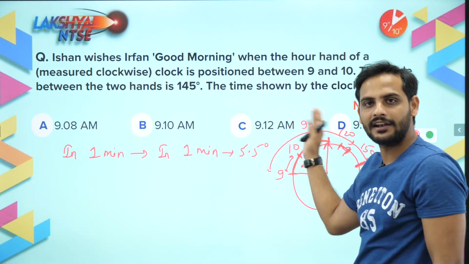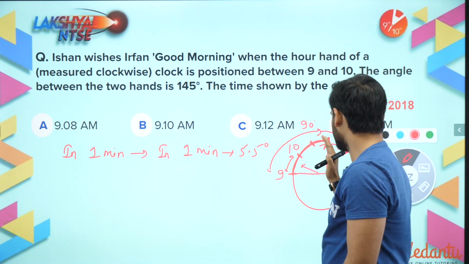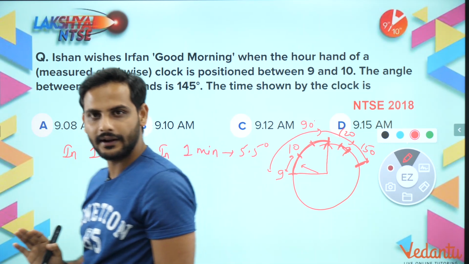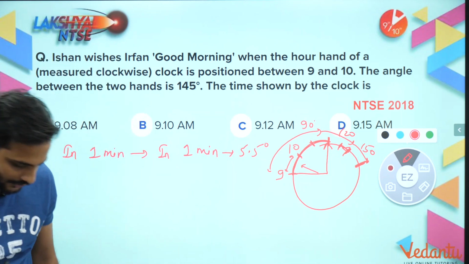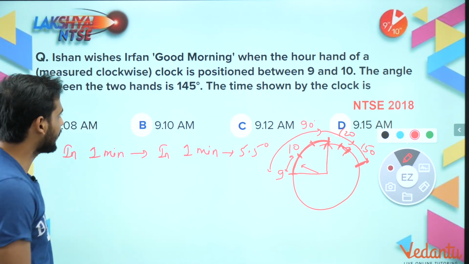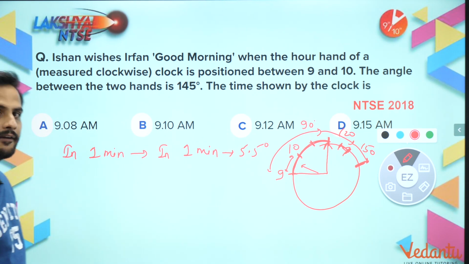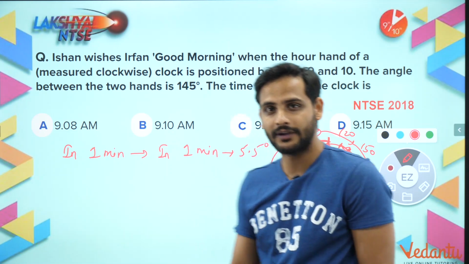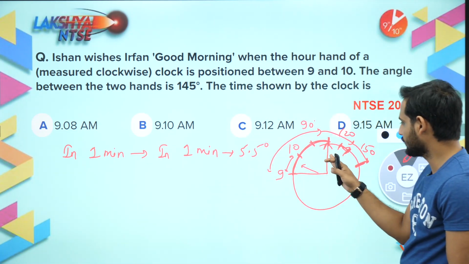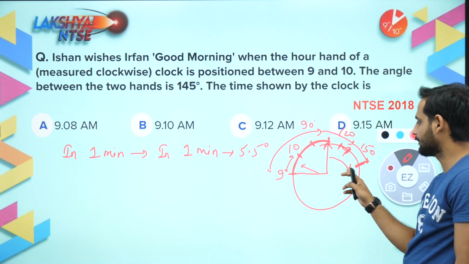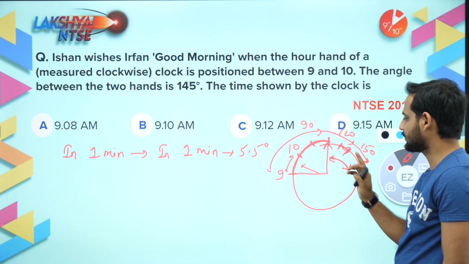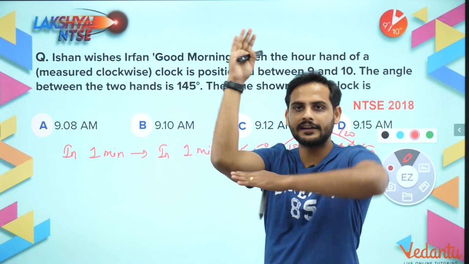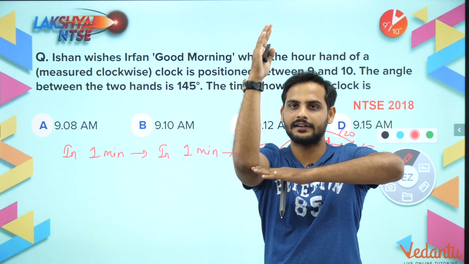So that means how much angle has to be moved extra? Total angle which has to move is 145 degree. Correct? So what I can say now, if it is moving 5.5 degree extra in every minute, then this extra angle which it has to move, total angle has to be moved is 145 degree. 90 degree is exactly the angle at 9 o'clock.